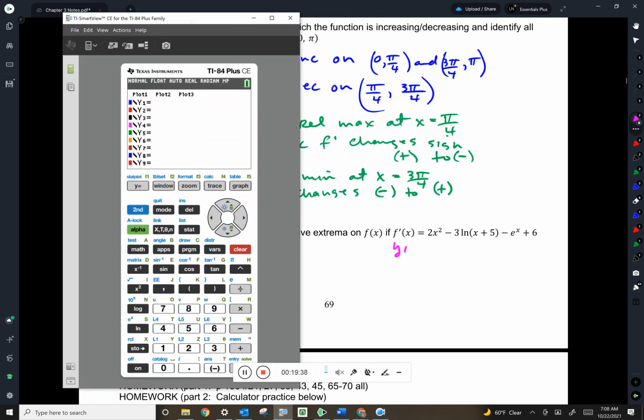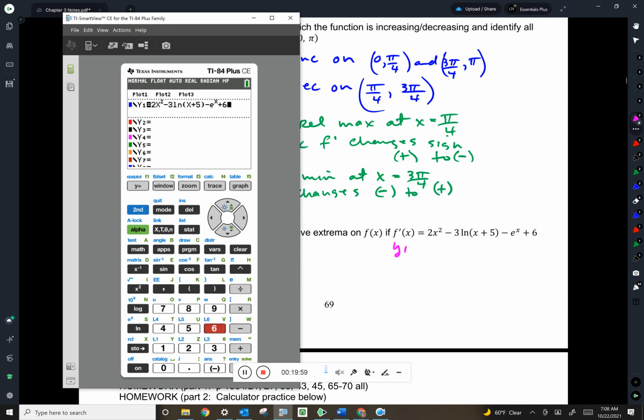So I'm going to put in 2x squared minus 3 natural log x plus 5 minus e to the x plus 6.